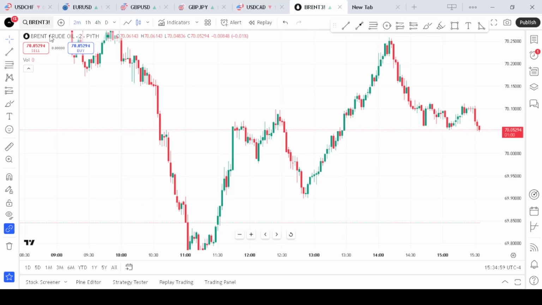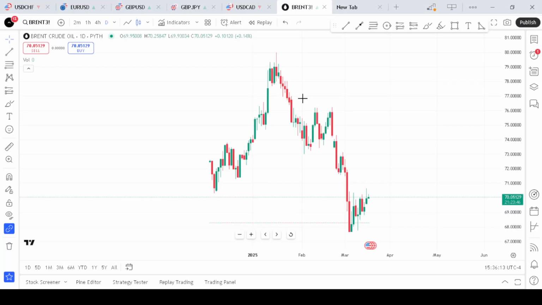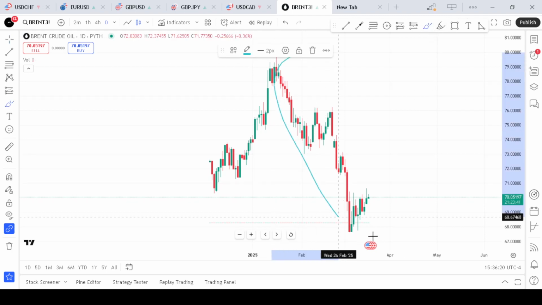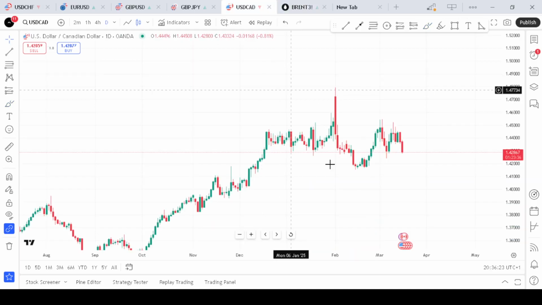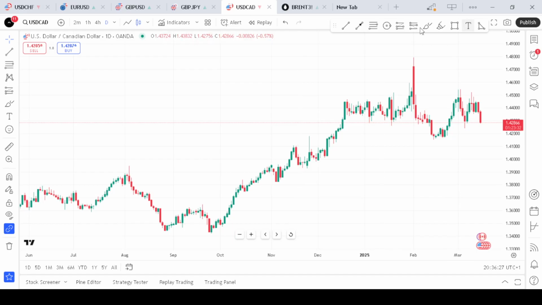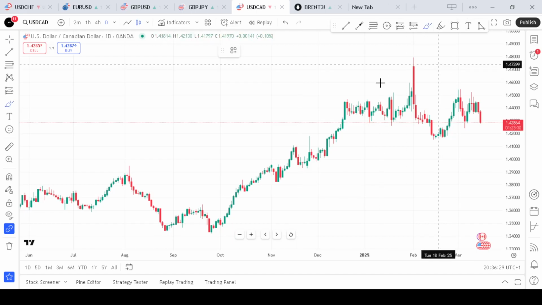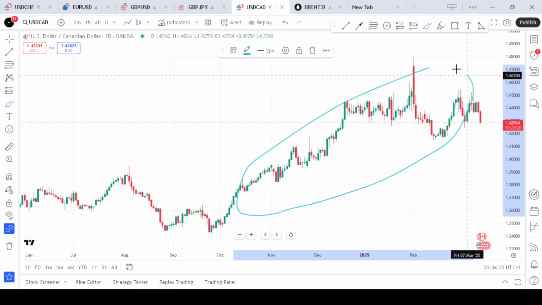Let me change this to US oil. Now, seeing from the chart, you can see when the oil price is going to the downside, we can see the USD/CAD is basically going to the upside. This signals that they have a negative correlation to each other.